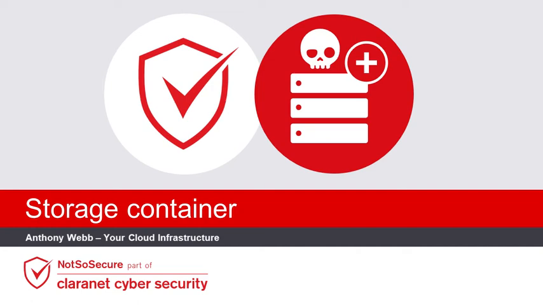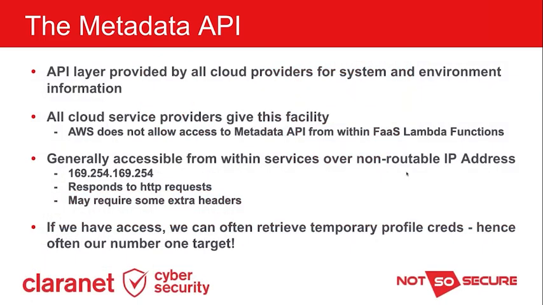Now, one of the number one targets for us when we find out a set of services we're attacking are hosted in the cloud is what we call the metadata API layer. Effectively, it's a layer provided by all of the cloud providers. They've all agreed on a very similar format for this as well, which basically shares system environment information.